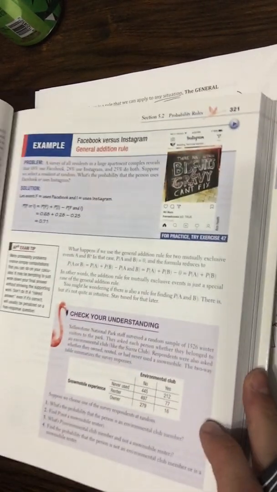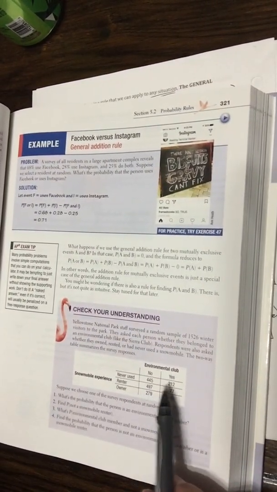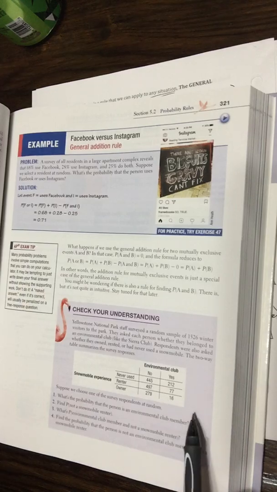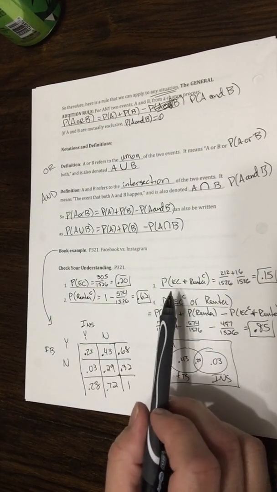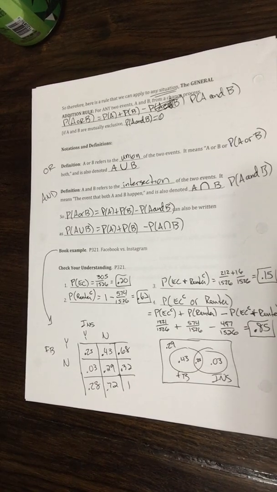Otherwise, here's what you'd have to do. People who are not renters, you'd have to go that, plus that, plus that, plus that over 1526. Number three, the probability that somebody is an environmental club member and not a snowmobile renter.